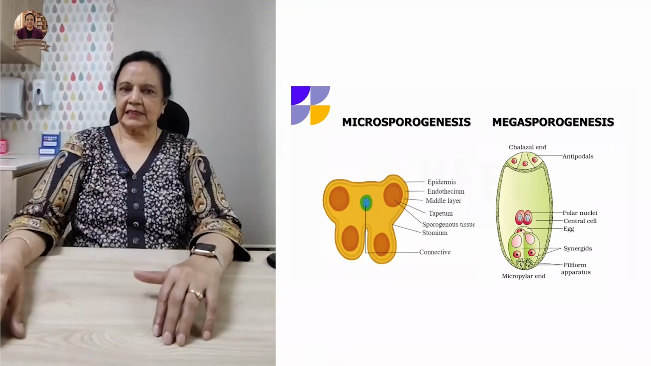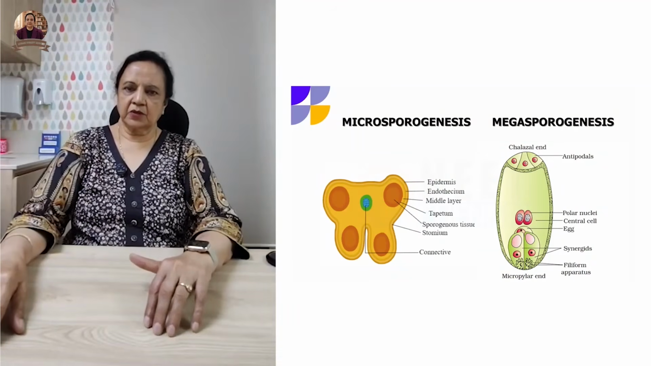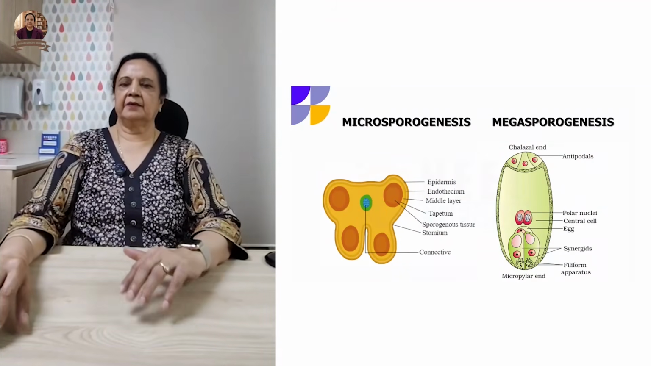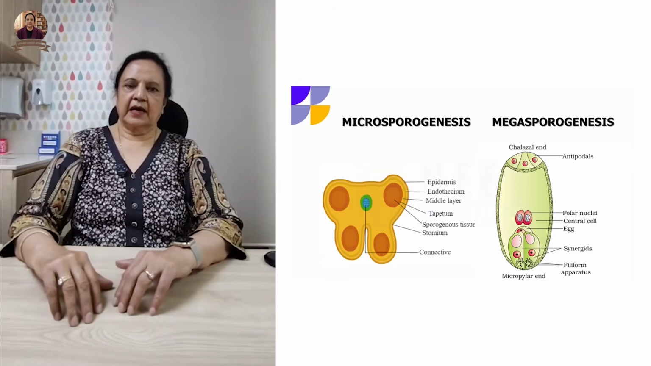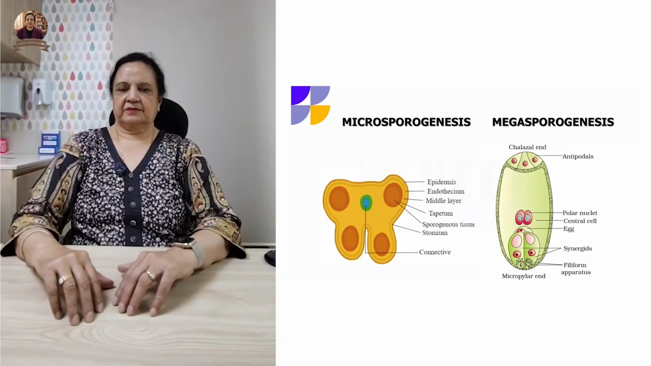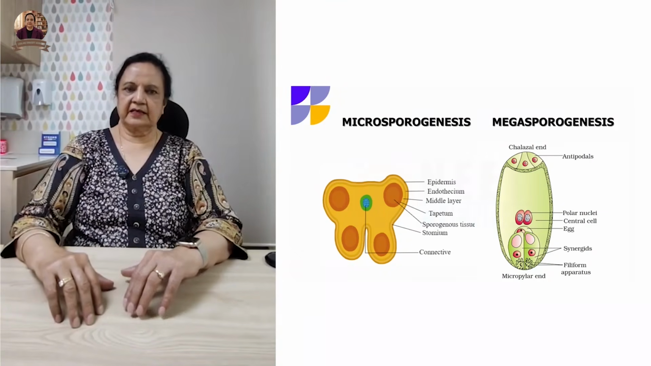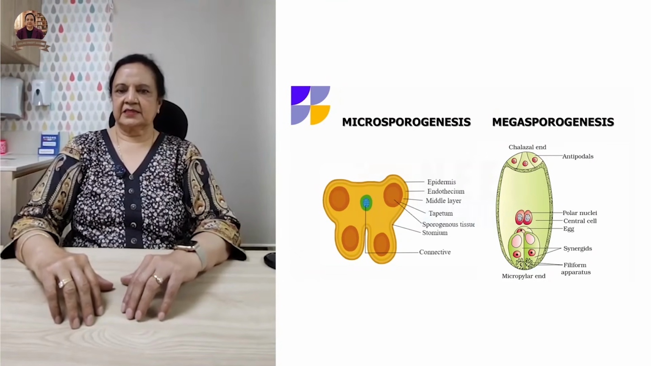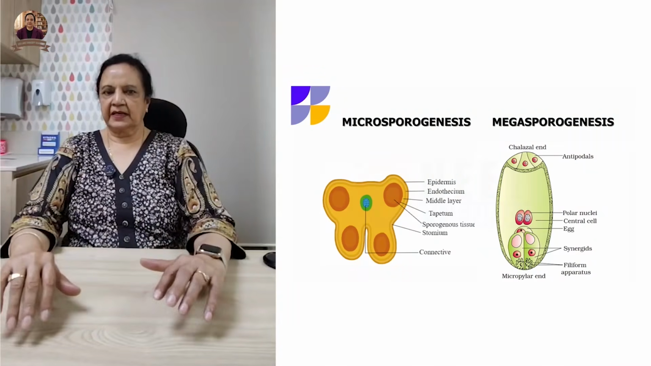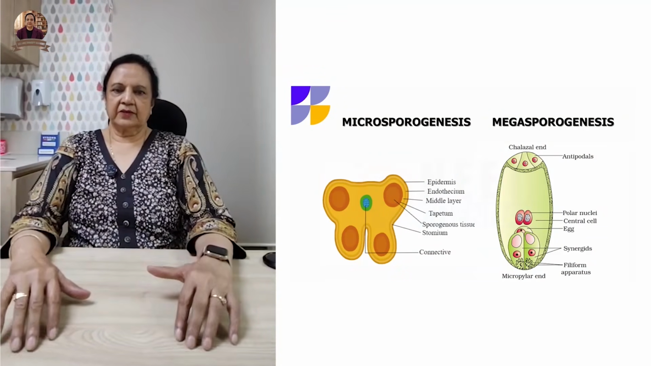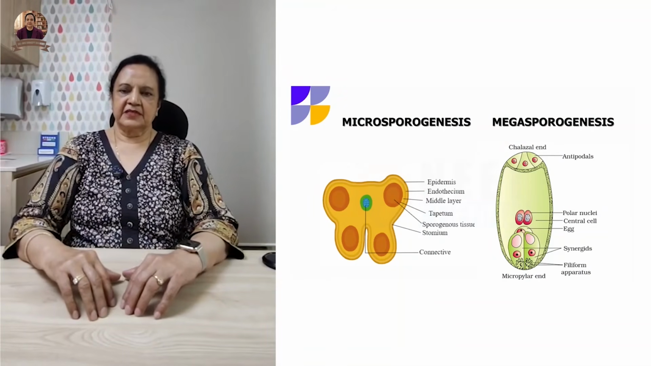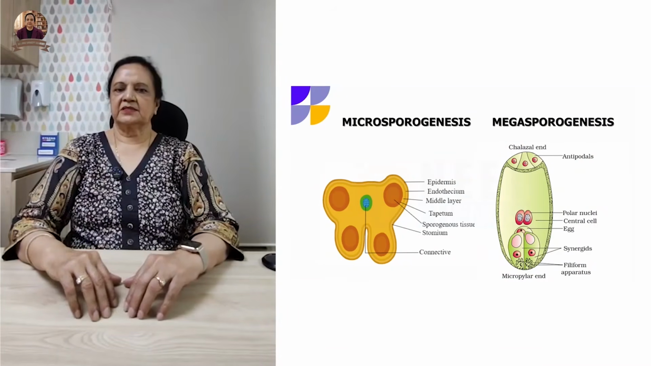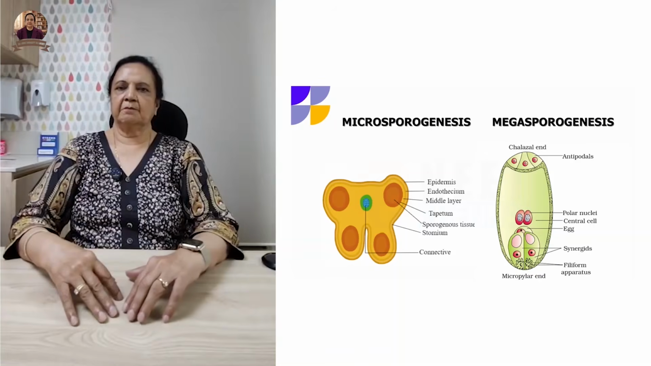Next question: differentiate between microsporogenesis and megasporogenesis. This question tests your understanding of gamete formation. So first let us understand microsporogenesis, that is the formation of the microspores or the pollen grains from the microspore mother cell, MMC. Each MMC in the anther undergoes meiosis to produce 4 haploid microspores.